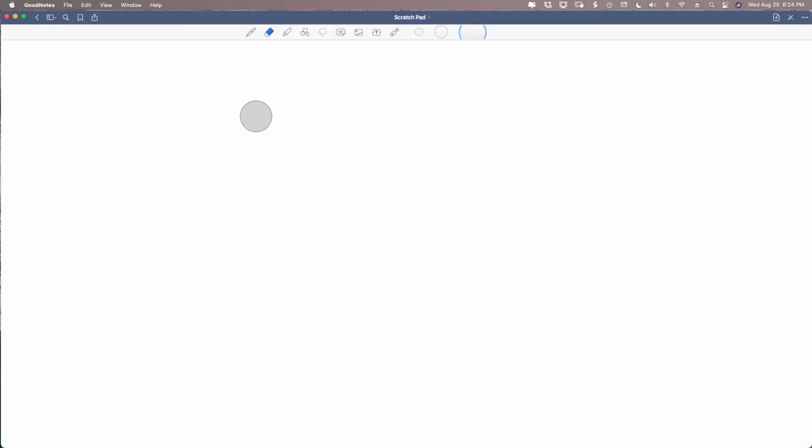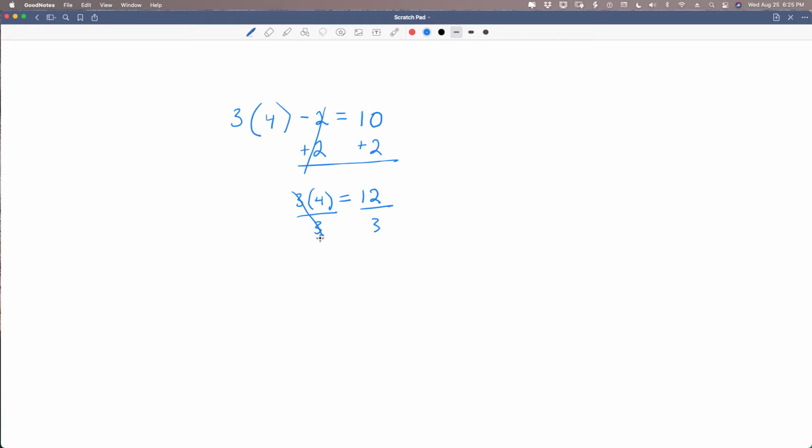For instance, in this equation, we have 3 times 4 minus 2 equals 10. That's our equation. So what we would do first is add 2 to both sides, which would cancel that out and give us 3 times 4 equals 12. Then we would divide by one of these numbers. We'll use 3. That would cancel out, which would leave us 4 equals 12 divided by 3 is 4. We know we did that correctly.